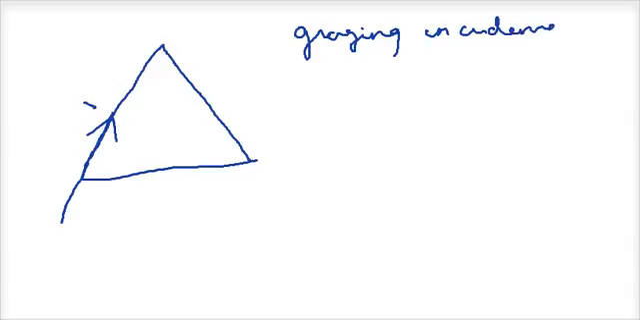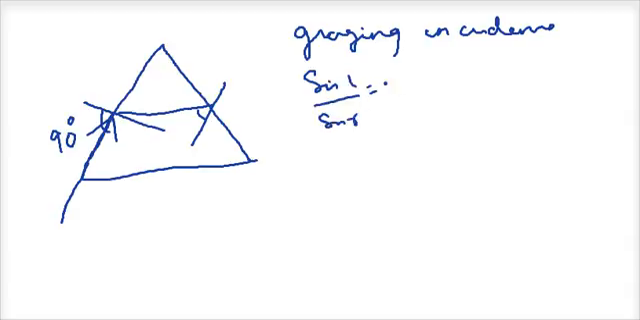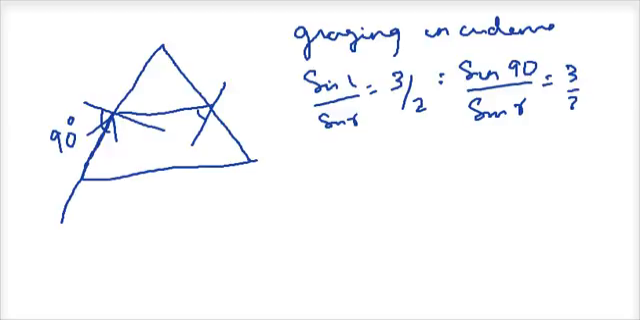If it is grazing incidence and this is the normal, it gets refracted this way. Now, if you look at it, this angle here is 90 degrees. So I have sine I by sine R is equal to 3 by 2. So sine 90 divided by sine R is equal to 3 by 2. So I can say that sine R is equal to 2 by 3.